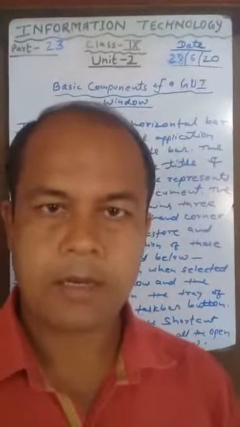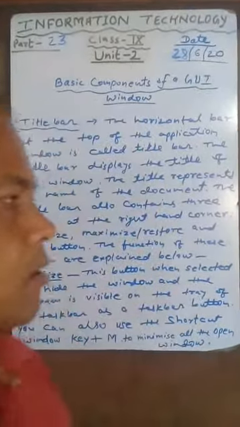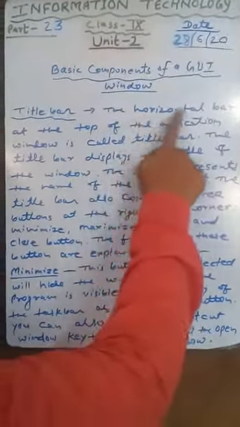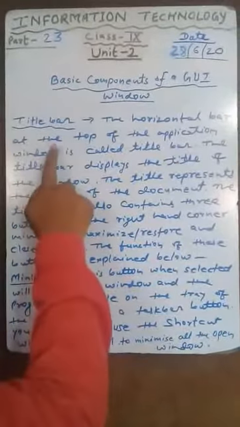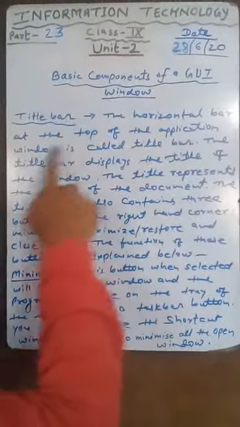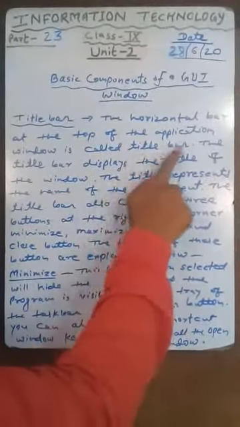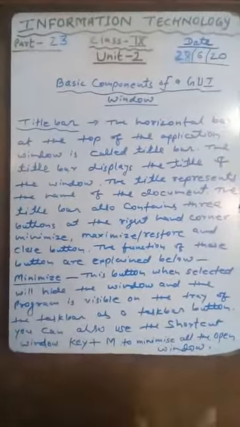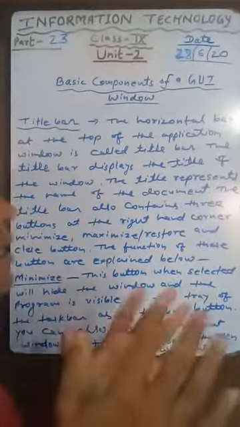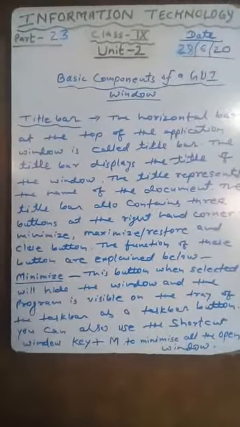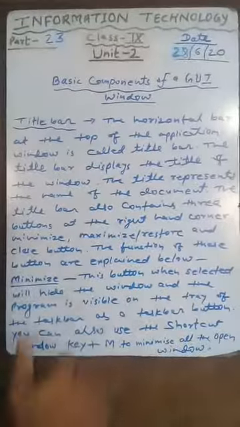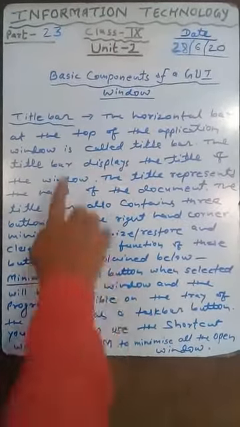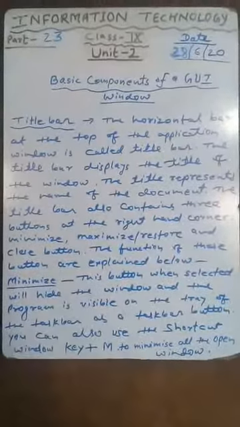What is the title bar? The horizontal bar at the top of the application window is called the title bar.